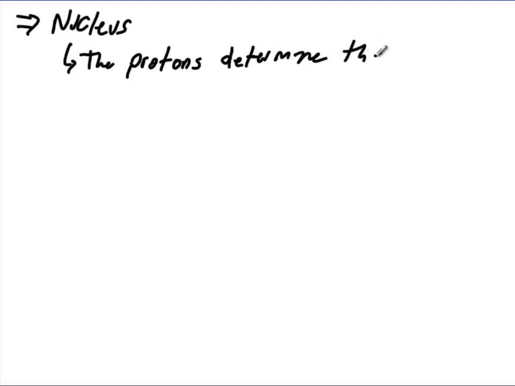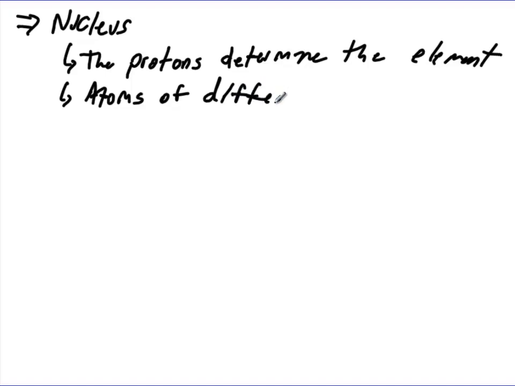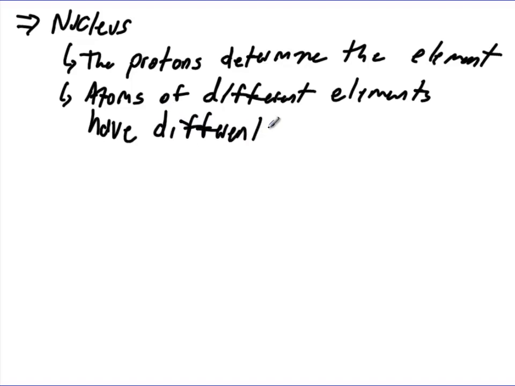Because the protons are so important, they get their own special name. Atoms of different elements have different numbers of protons. That's basically the big distinguisher. And so the number of protons is very, very important. It's so important that, like I said, we give it its own name. The number of protons in an atom is called atomic number.